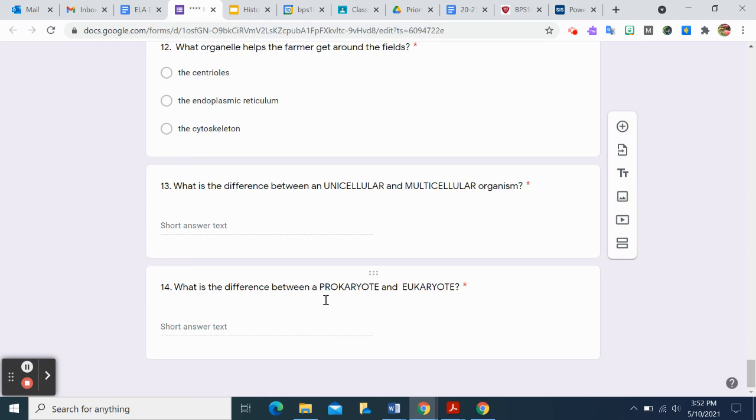What is the difference between a prokaryote and a eukaryote? So you're telling what's the difference between them. What makes the prokaryote one way and what makes the eukaryote another way? It's the same thing with this one up here, difference. What's the difference between these organisms? One is one way and one is another. Same thing down here. One is one way and one is another way.